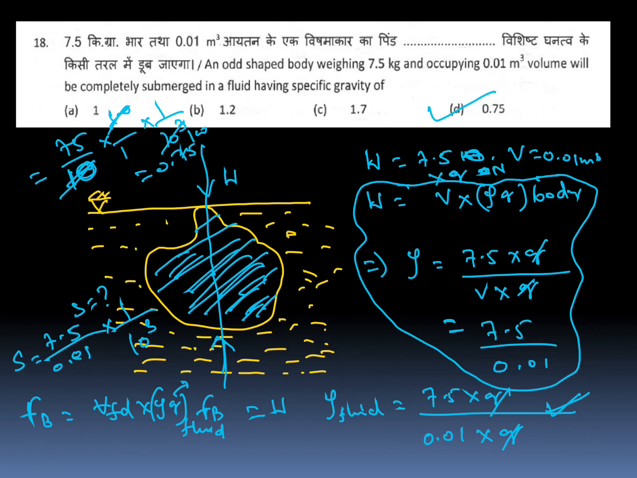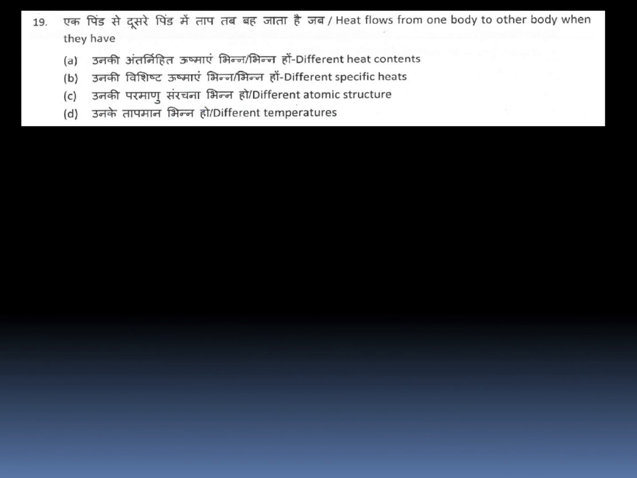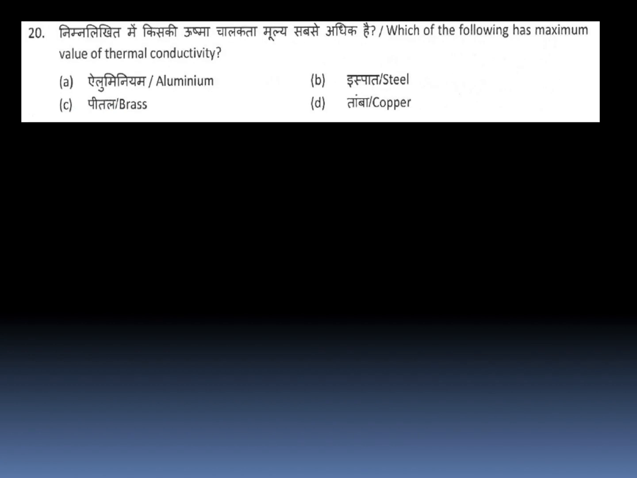Heat flows from one body to another body when they have different heat content, different specific heats, different atomic structure, or different temperature? Yes, heat will flow if they are having different temperatures. D is your answer.